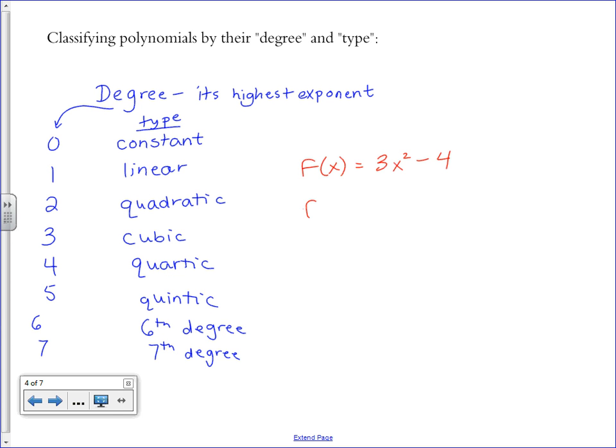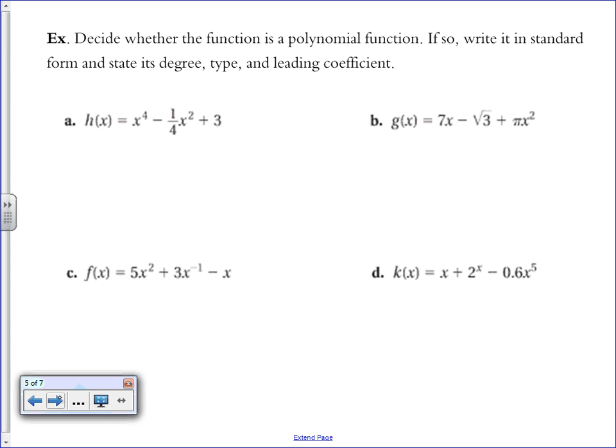If you're given a function f of x equals 10, there is no x in this, which means there is an invisible x that has an exponent of 0. So this is an example of a constant function. Degree would be 0, the type would be constant, and so on and so forth. So what you may be asked to do, decide whether the function is a polynomial. If so, we're going to write it in standard form, which means decreasing order of degree. And then we're going to state the degree, type, and the leading coefficient, the first coefficient on the very first term. So our first polynomial, x to the fourth minus 1/4 x squared plus 3.